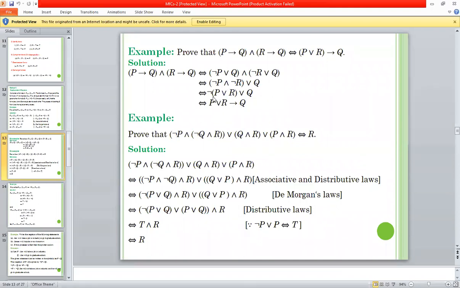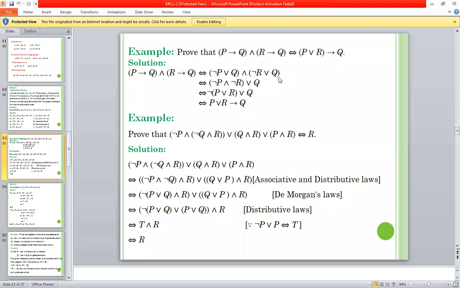Here for (negation P and negation R), we are applying De Morgan's law. This is equivalent to negation of (P or R), or Q. This is again of the form negation P or Q, where in place of P we are having P or R. So negation (P or R) or Q is equivalent to (P or R) implication Q. So this is the RHS of the given statement.